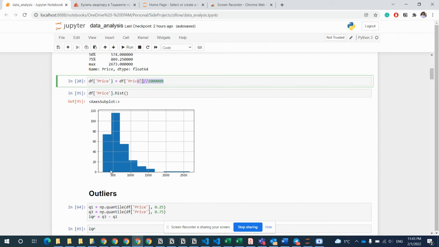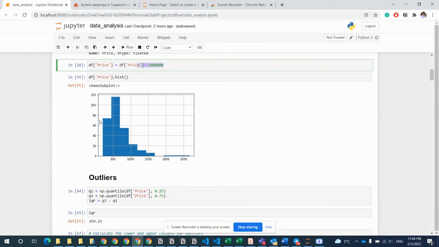Most of the houses are between 0 and 1000. What does it mean? Again, let's remember that this 1000 actually means 1 billion sums. So approximately in this area, you will see most of the house prices.